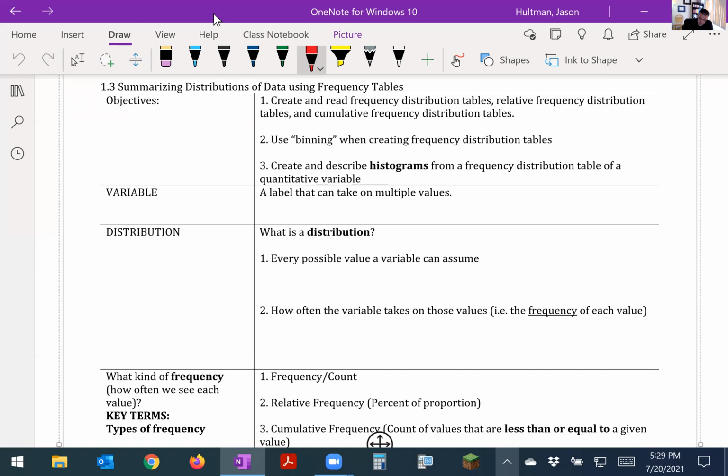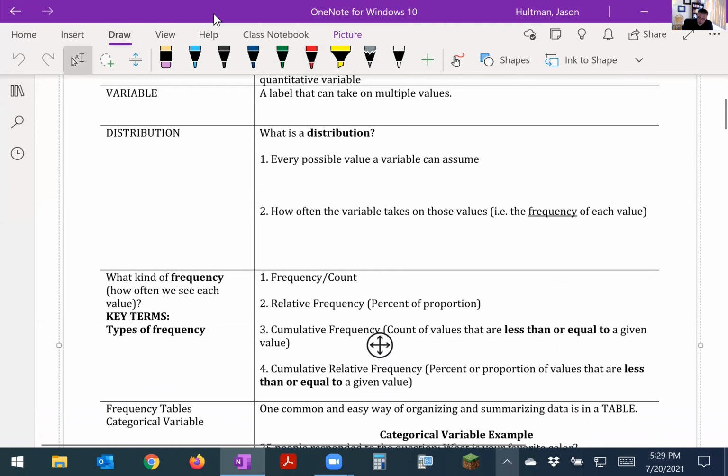Okay, a variable is a label that can take on multiple values. And what's a distribution? A distribution is, one, every possible value a variable can assume, and two, how often that variable takes on those values. So say I roll a die, the distribution of the die would be 1 through 6, because every die that I would roll would have 6 sides. And then the distribution would be, how many times did a 1 come up, or how many times did a 5 come up? That's the frequency. How frequently did that come up?